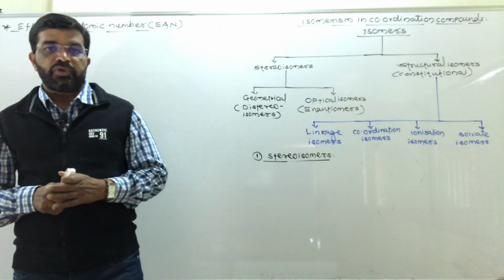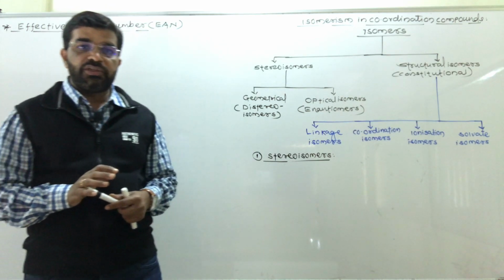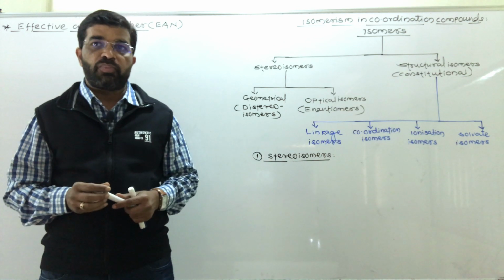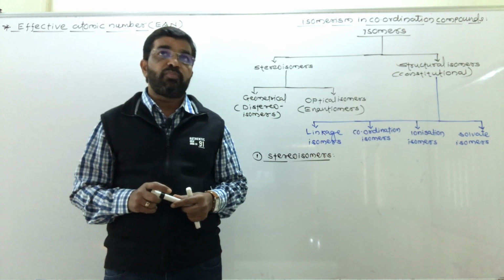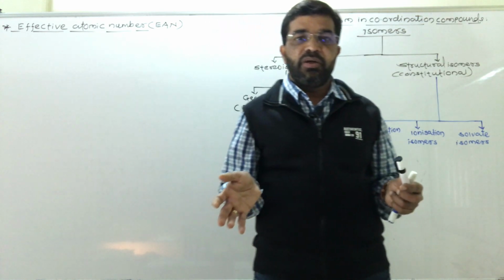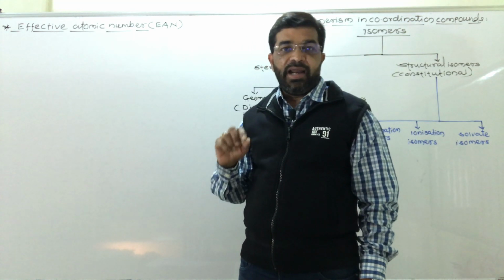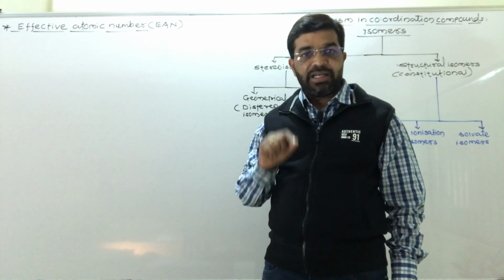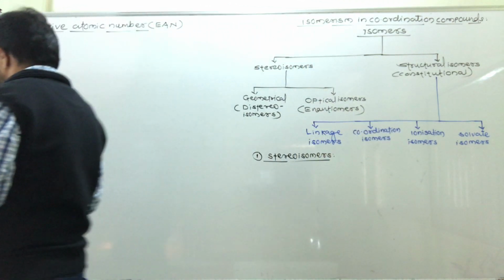Today we have to study effective atomic number, and after that we will study isomerism in coordination compounds, the isomers shown by coordination compounds. These are of different types, which we will study later. But before that we have to study what is effective atomic number and how to calculate the effective atomic number of metal ions in a coordination compound, coordination complexes.